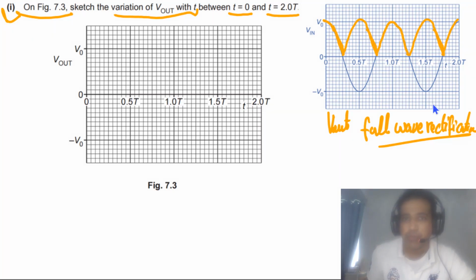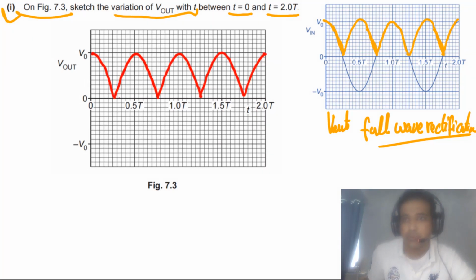Let me show you the proper one. So this is how you need to draw the full wave rectified signal. Simply the negative part becomes positive, because in a bridge rectifier full wave rectification means that current flows in one direction. Meaning the negative input becomes positive output.